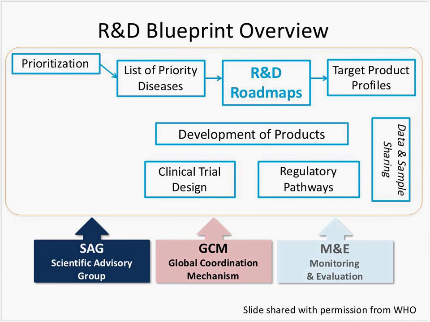Now, in terms of the blueprint overview itself, note that on the far upper left corner, you see prioritization and a list of priority diseases. This was actually done initially with work by the Scientific Advisory Group to the World Health Organization, the SAG, as it's so well known. They developed the prioritization criteria, then together with the WHO, developed a list of priority diseases. This is a very fluid process yet. Diseases may be added as time goes on to this area here. Then what you see with the R&D roadmap process for these specific priority diseases, including below that, the development of products, clinical trial design, regulatory pathways, and even into the data sample and sharing input.